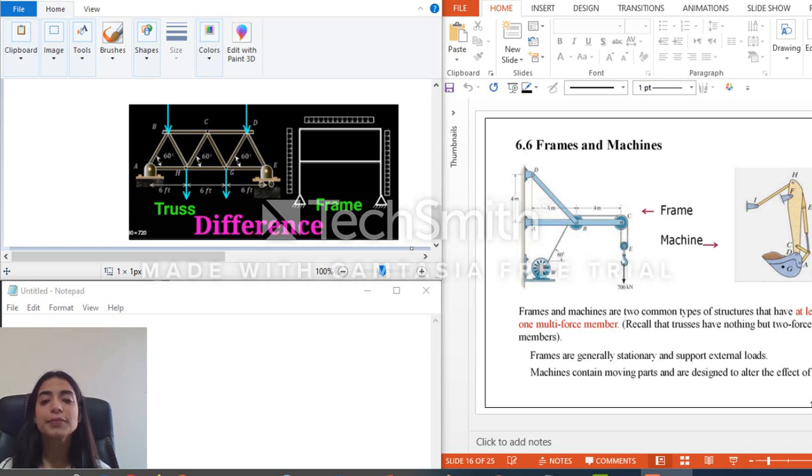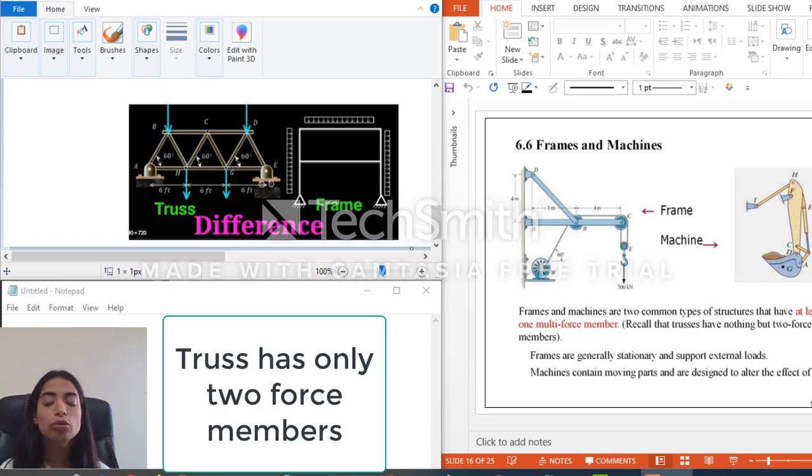Good morning, guys. In this video, we'll talk about frames and machines, and we'll explore the difference between truss, frames, and machines. So as we said, guys, in the previous video, the truss is a structural body where all the members are two-force members. What does this mean? What is a two-force member?